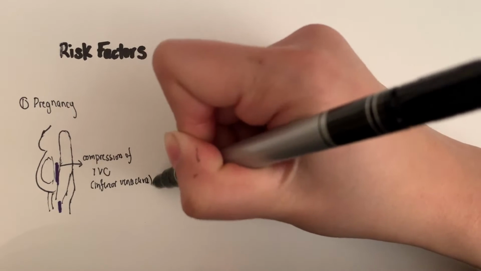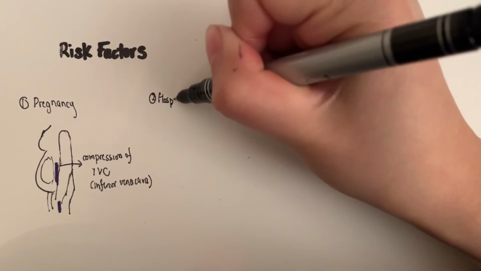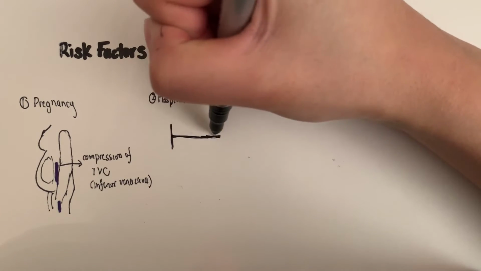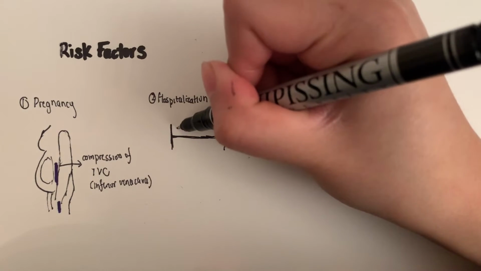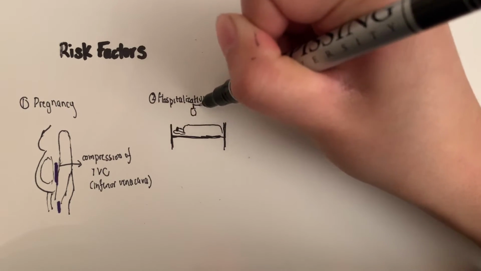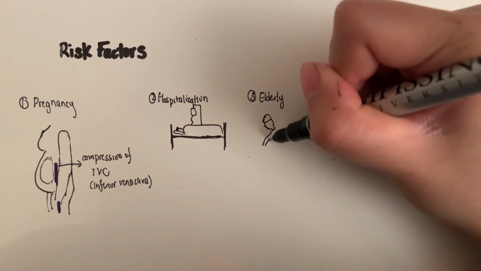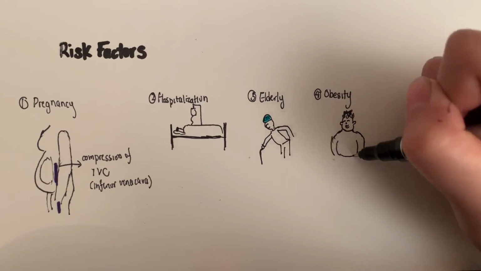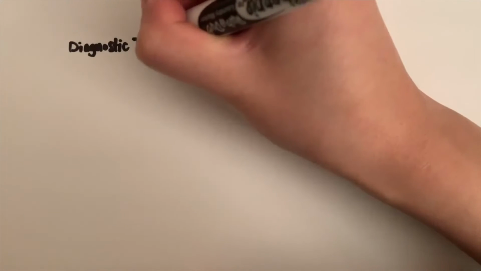DVT may be caused by inactivity, body position, and pressure resulting in venous stasis and decreased perfusion. Hospitalized patients who undergo surgery or who are in post-operative recovery are also at risk. Others include older adults, obese patients, and those who are immobile and bed-bound.